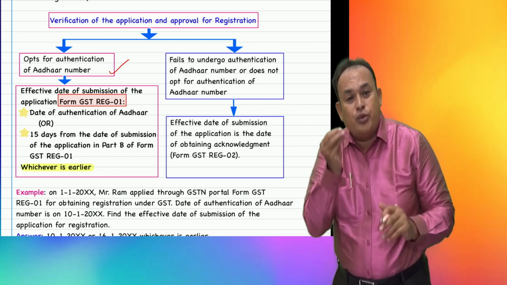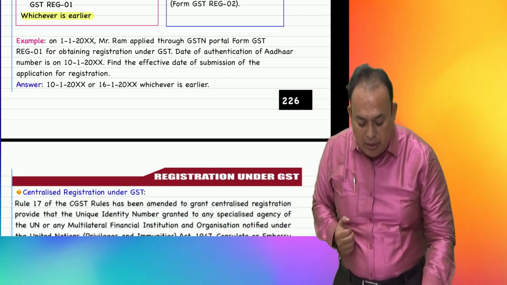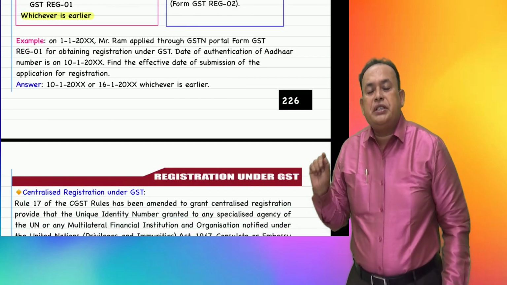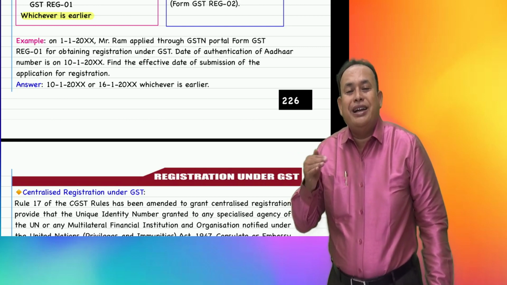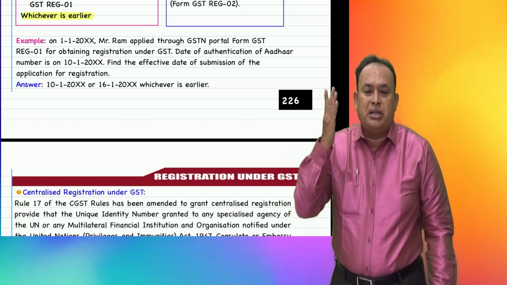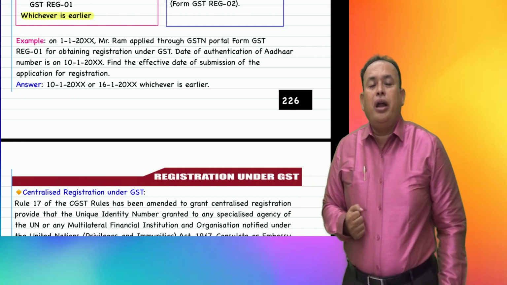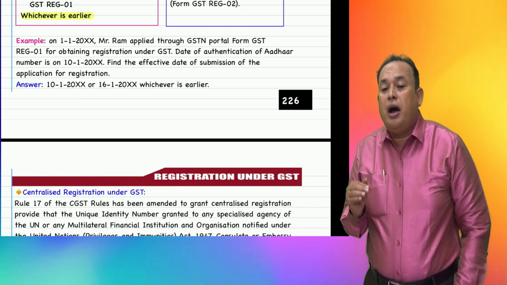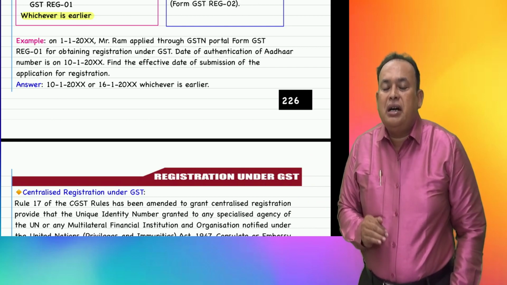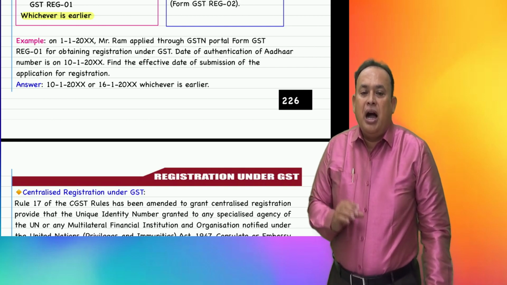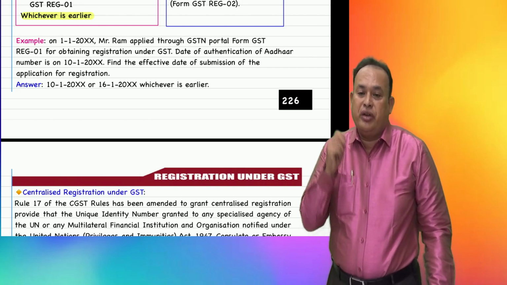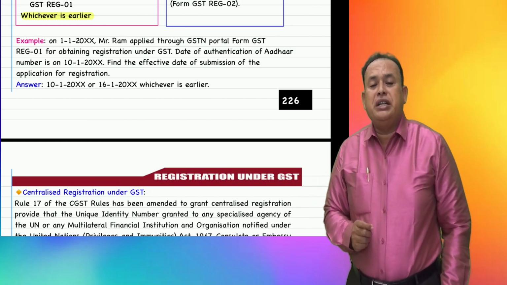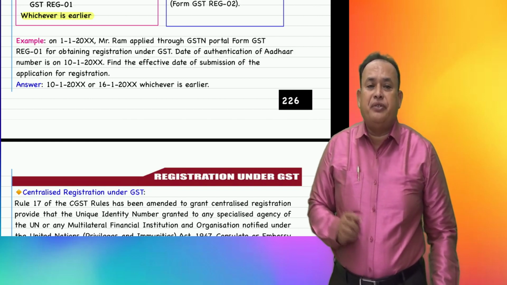In the given case, one example is here. On 1st January, Mr. Ram applied through GST network portal form GST REG01 for obtaining registration under the GST. Authentication of Aadhaar number is on 10th January. Find the effective date of submission of the application for registration.